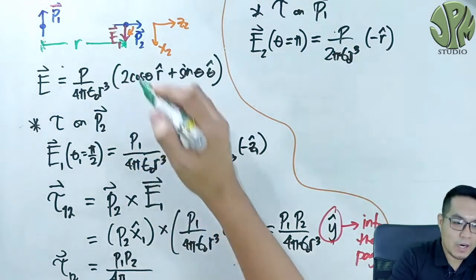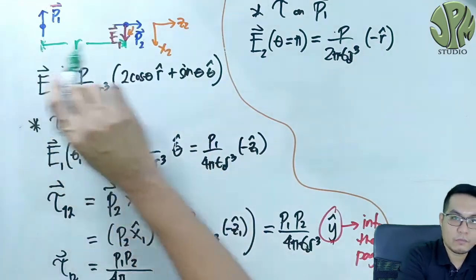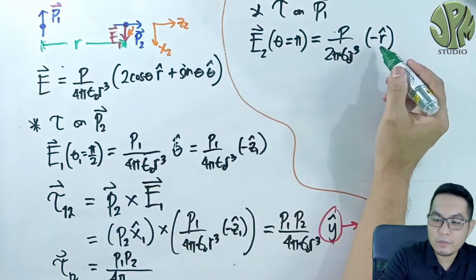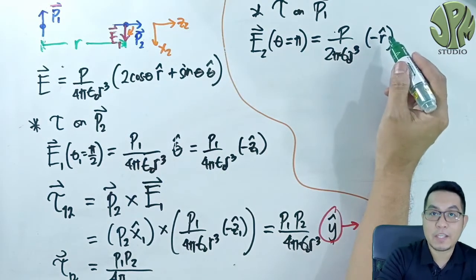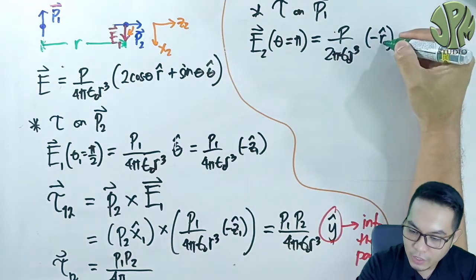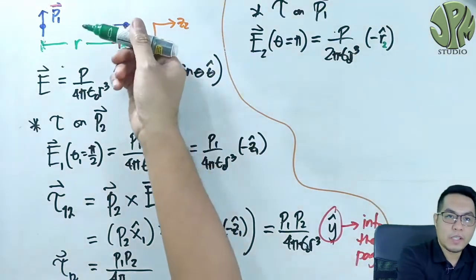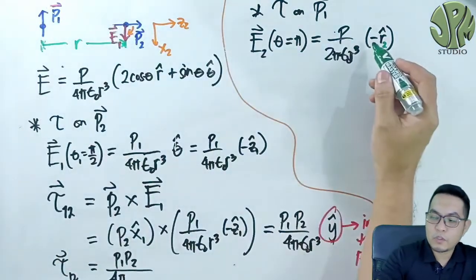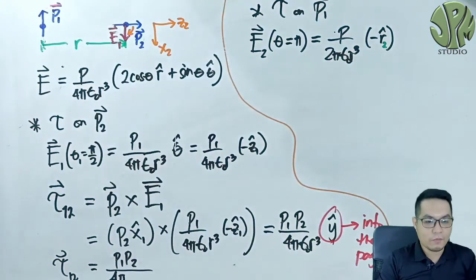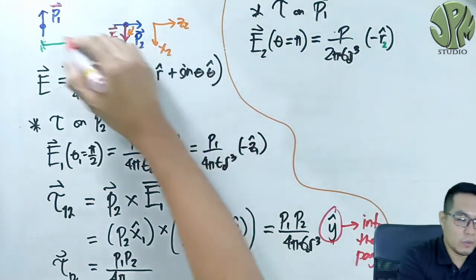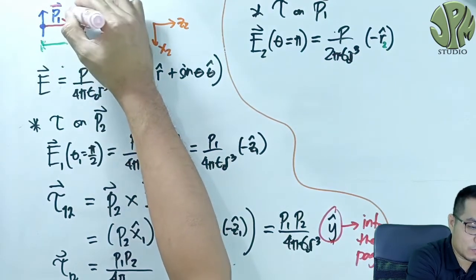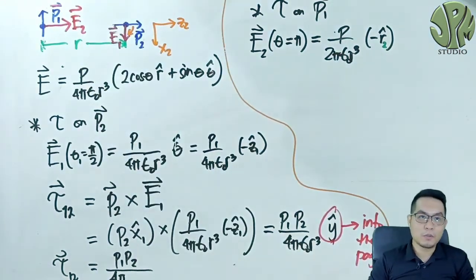So the negative r hat direction is actually the radial direction, so it's towards the dipole. Negative r hat means the r hat direction is away from the dipole. We should put r2 here. R2 is away from the dipole, so negative r2 means towards the dipole. So the electric field of P2 at the location of P1 is actually in this direction. This is E2. That's the negative R2 direction.